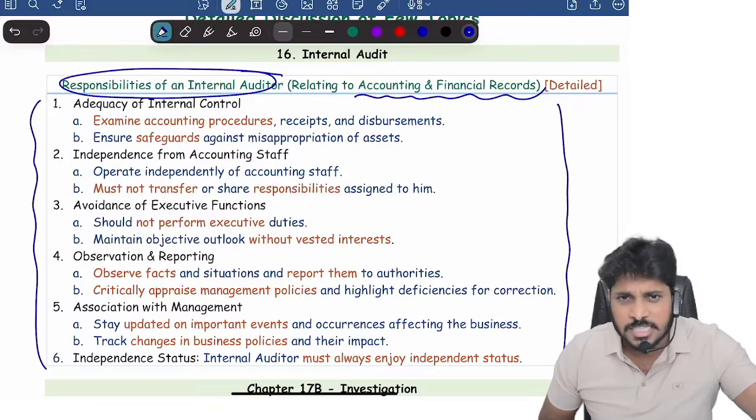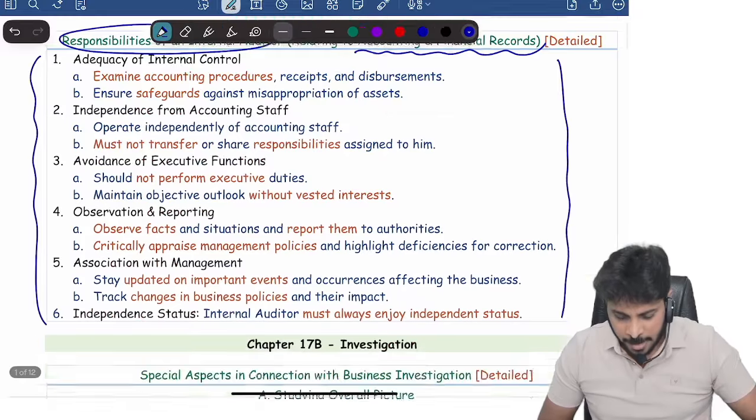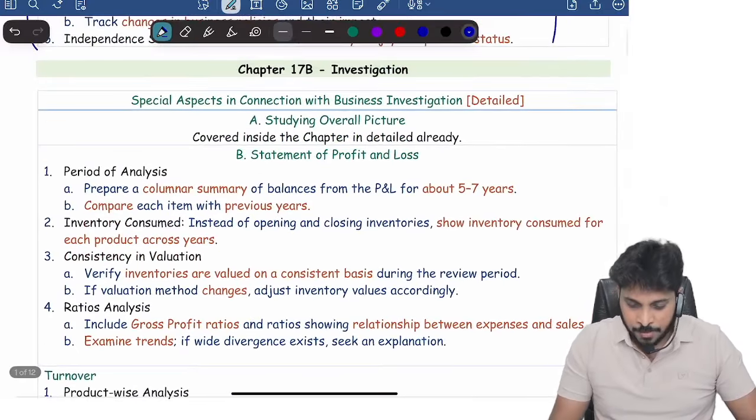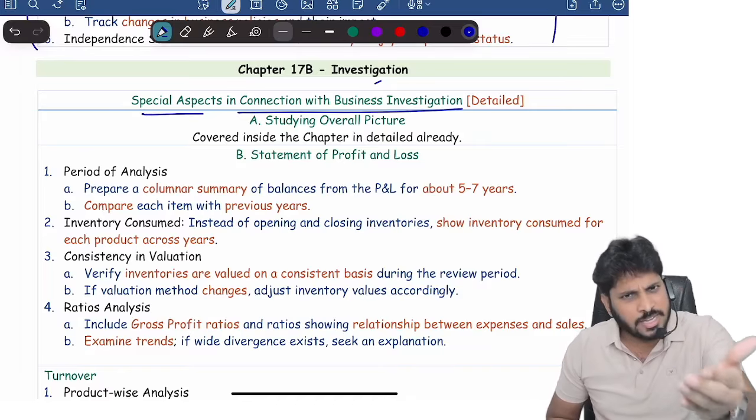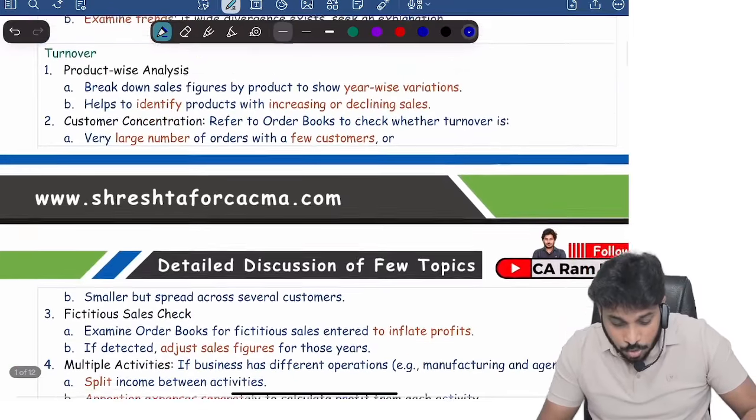Rest all other answers in our book are very detailed and properly given. Next up, investigation. Okay, so what are the aspects in connection with business investigation? It is already given in our notes, but this is more detailed.